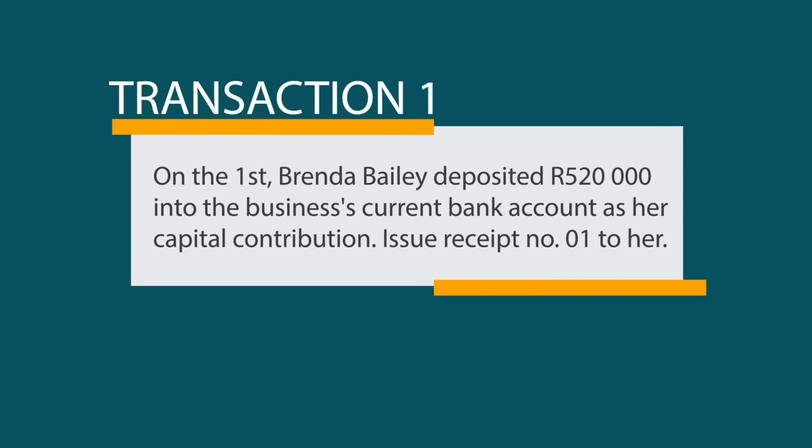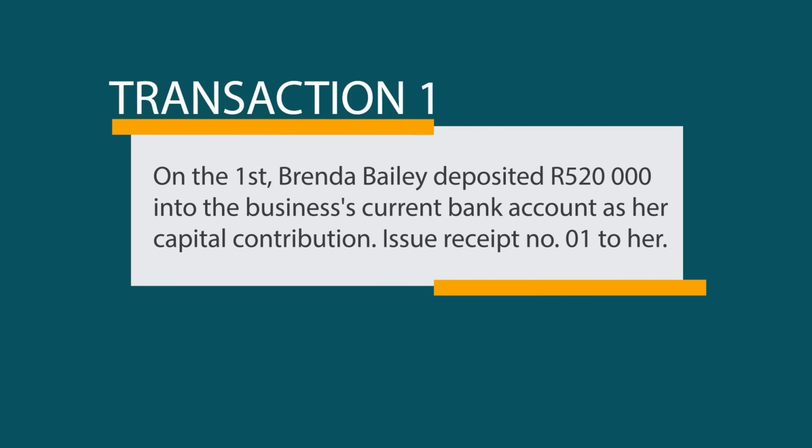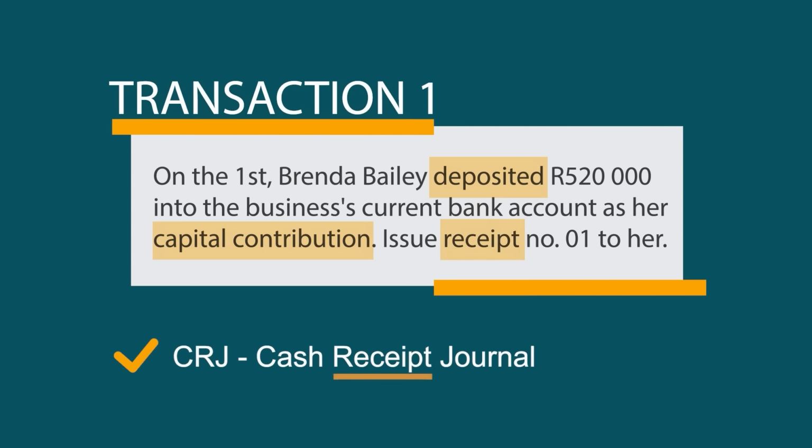Let's look at the first transaction. On the first, Brenda Bailey deposited 520,000 Rand into the business's current bank account as her capital contribution. Issue receipt number 01 to her. Remember, grade 8's golden rule is stop, evaluate, move on. Remember, Brenda Bailey is the owner of Gr8 Brenda. Can you identify the key word in the transaction that will help us identify where this transaction will be recorded? The words deposited, capital contribution, and receipt all indicate that this transaction should be recorded in the CRJ.